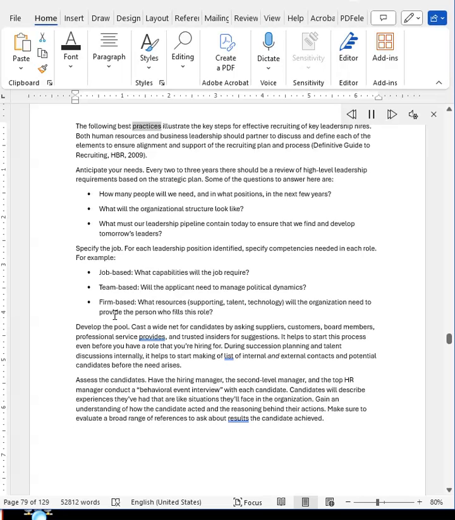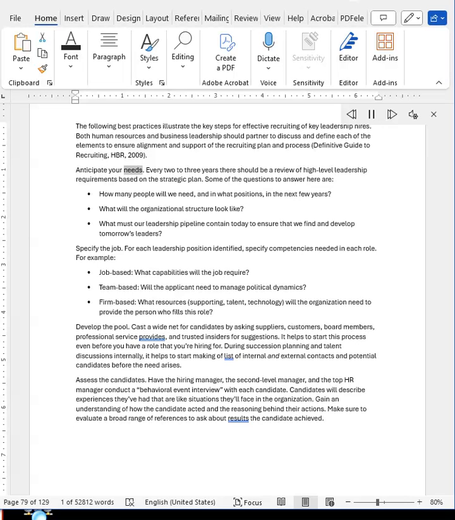The following best practices illustrate the key steps for effective recruiting of key leadership hires. Both human resources and business leadership should partner to discuss and define each of the elements to ensure alignment and support of the recruiting plan and process. Definitive Guide to Recruiting, HBR, 2009.